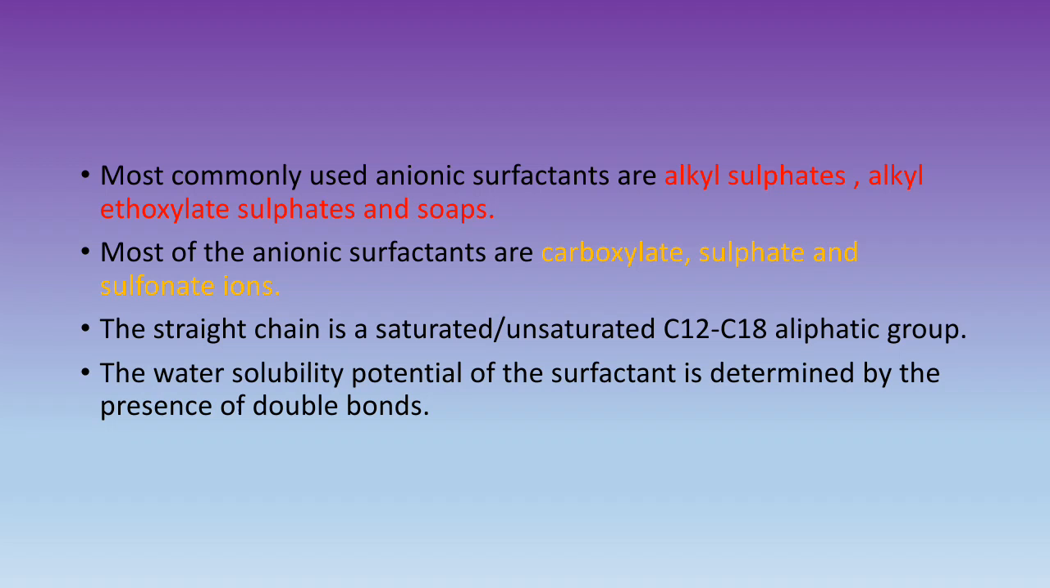The straight chain is saturated or unsaturated, C12 to C18 aliphatic group. From the structure of the surfactant you can clearly see that it does not have any aromatic group; it is simply a straight chain consisting of aliphatic groups, and it may be saturated or unsaturated. The water solubility of the surfactant is determined by the presence of double bonds, so its solubility is determined by the number of double bonds in it.